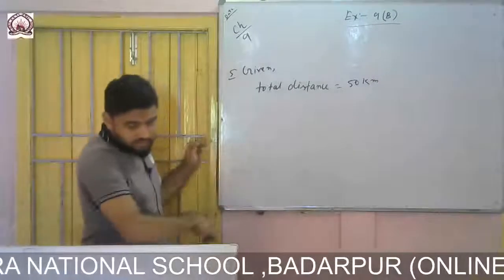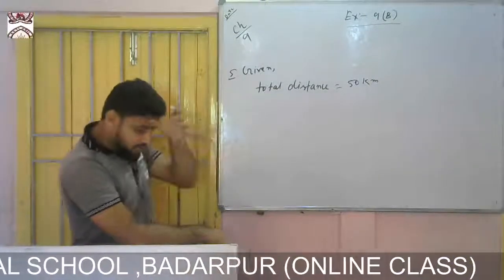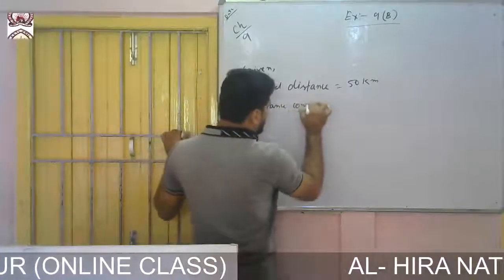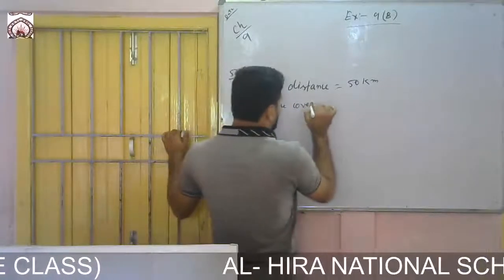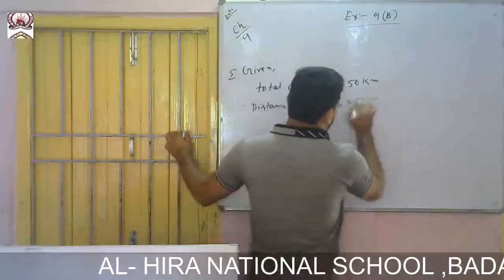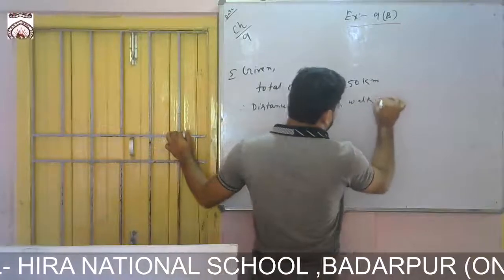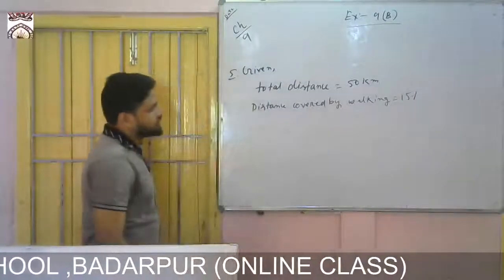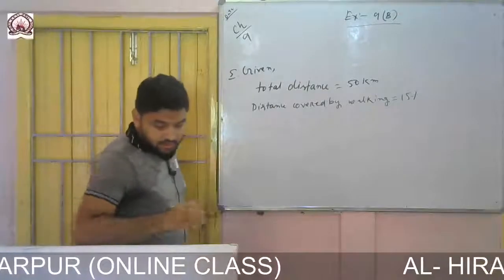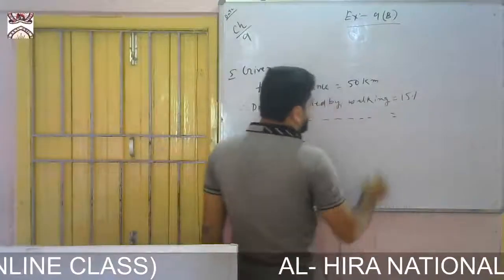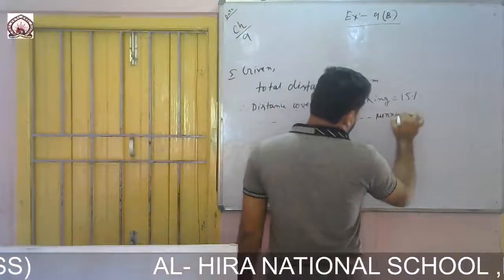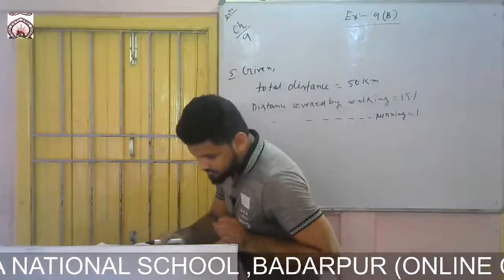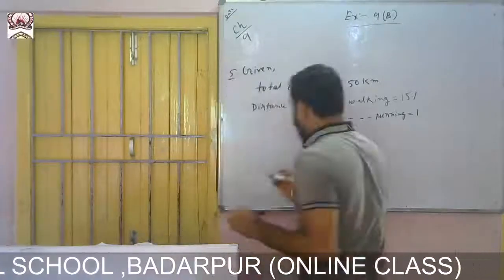Okay, so the distance covered by walking is 15%. Then the distance covered by running will be, given, 16%.